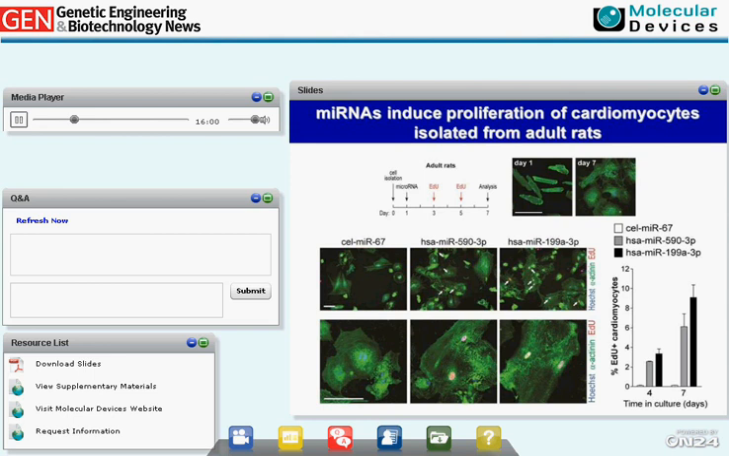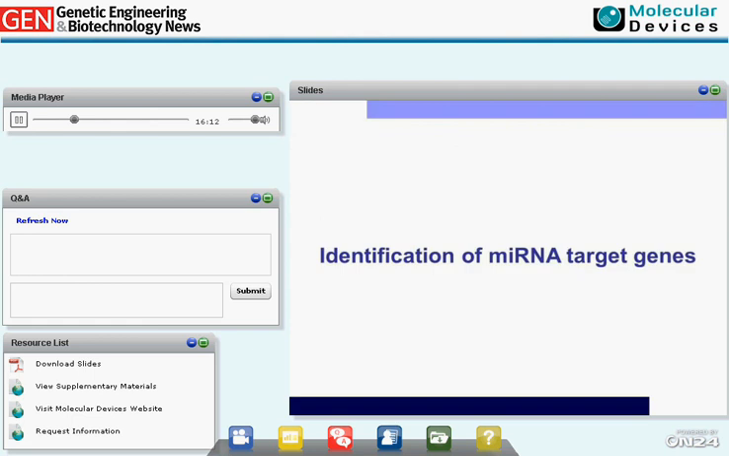So for the rest of my talk, I'll focus on these two microRNAs, which were the microRNAs that we ultimately took into an in vivo setup. But before, what are the targets of these microRNAs? Identifying a microRNA is not enough, because the microRNA may have several targets.